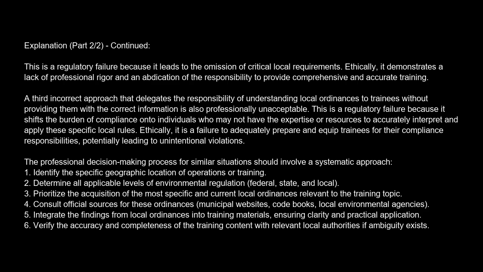The professional decision-making process for similar situations should involve a systematic approach. 1. Identify the specific geographic location of operations or training. 2. Determine all applicable levels of environmental regulation: federal, state, and local. 3. Prioritize the acquisition of the most specific and current local ordinances relevant to the training topic. 4. Consult official sources for these ordinances: municipal websites, code books, local environmental agencies. 5. Integrate the findings from local ordinances into training materials, ensuring clarity and practical application. 6. Verify the accuracy and completeness of the training content with relevant local authorities if ambiguity exists.